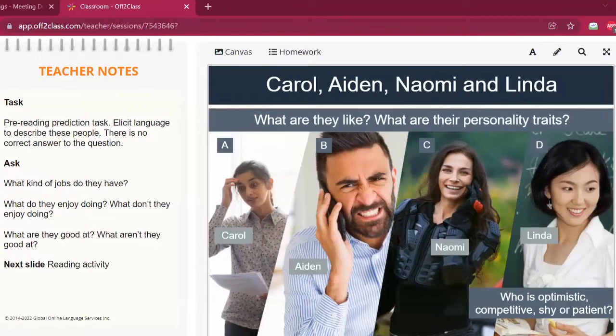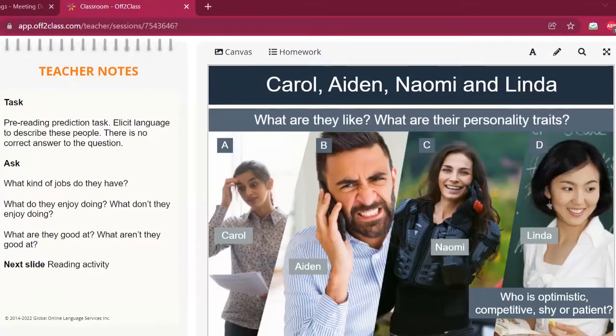Okay, now what kind of jobs do they have? So, for example, D, she's a teacher. What about C? What kind of job does she do? Maybe a dancer. What about B? Businessman. A? Student. Maybe a student or maybe she's in an internship, maybe a writer. A writer or in administration.